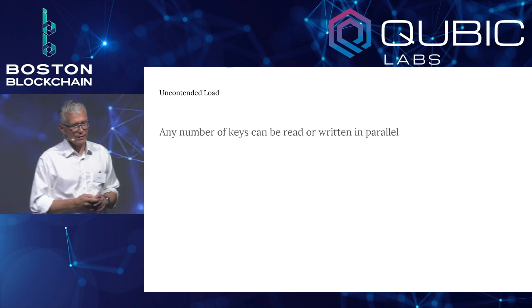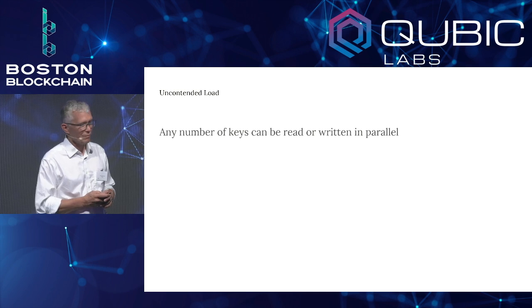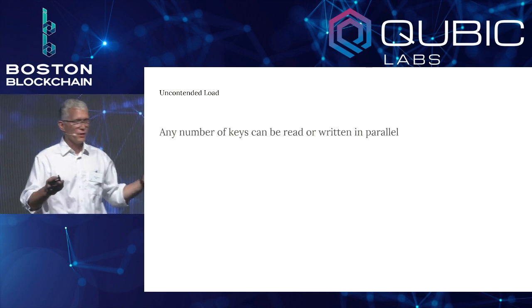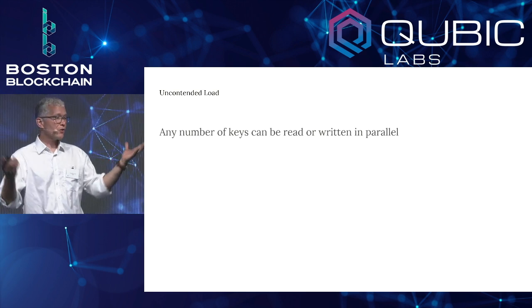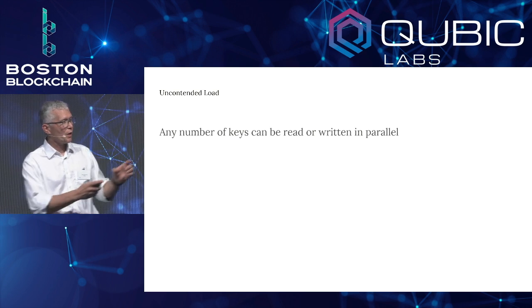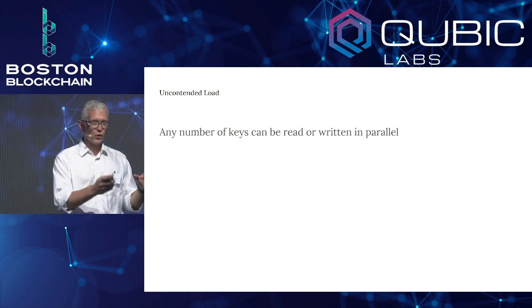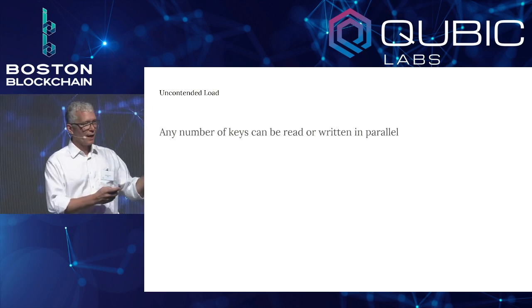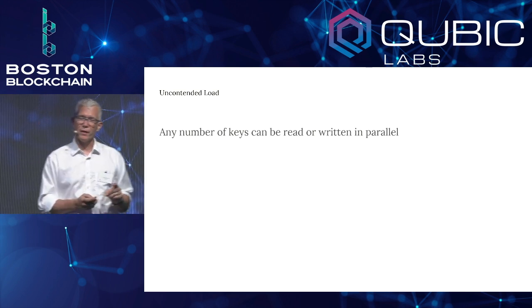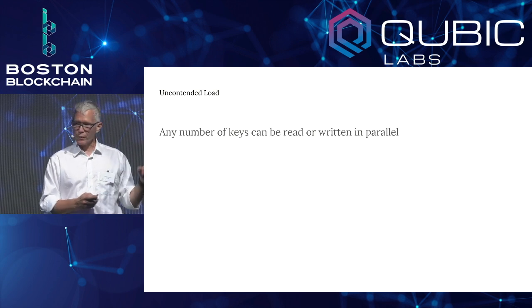Uncontended load, this is what we're basically doing. Any number of keys can be written in parallel, right? I'll tell you about a test I did this morning. We ran an ERC20 contract that sent money from one account to another account, pretty much a random account. They don't contend.